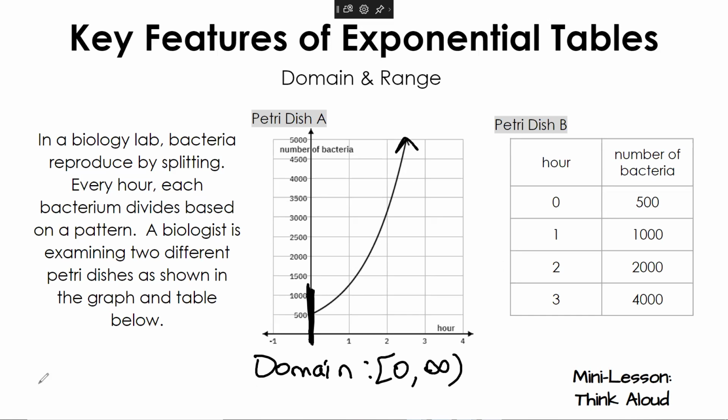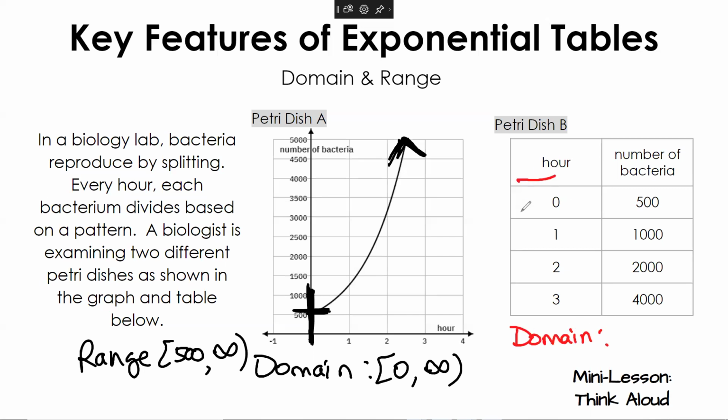Okay. For the range for the graph, what's the lowest y value? Where do we start? 500. How high does it go? It goes infinity, right? Now, again, on a test, it might just say 5,000 because that's the biggest depiction that we have. You know, eventually the bacteria would probably die off. Eventually the bacteria would probably get killed by something. But in this scenario, they have an arrow. Does that make sense?